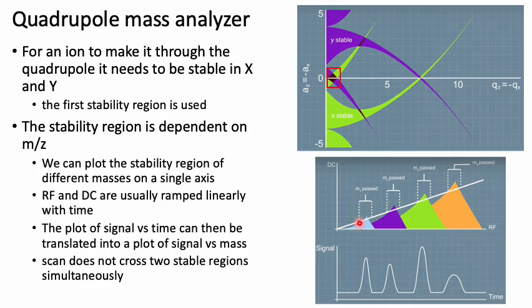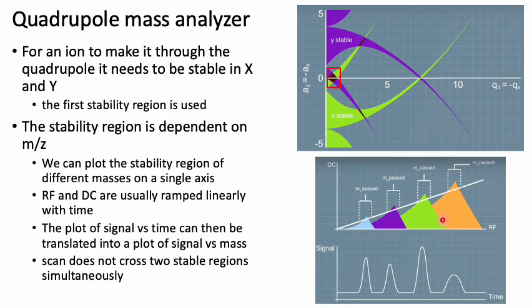With magnetic sector instruments, you can also cycle through different magnetic fields, but there's a longer settling time. So you can't cycle through isotopes as quickly and measure as many different isotopes as you can with a quadrupole mass analyzer.